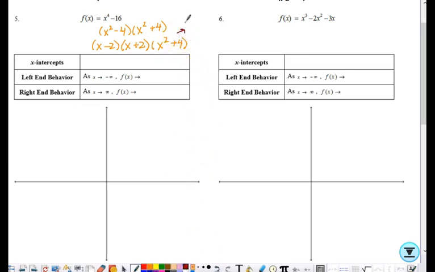These would be complex roots or imaginary roots. So they're not going to show up in my x-intercepts. They're not going to show up in my graph. So the other zeros are 2 and -2, and they're each single. My overall degree is even. The leading coefficient is positive.